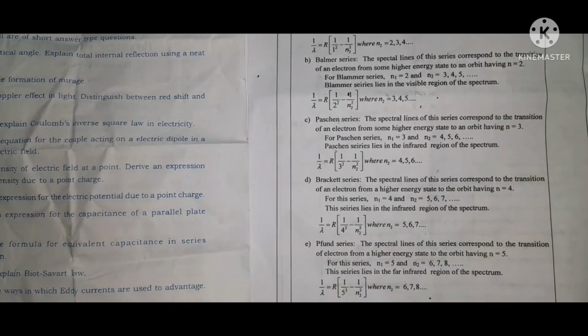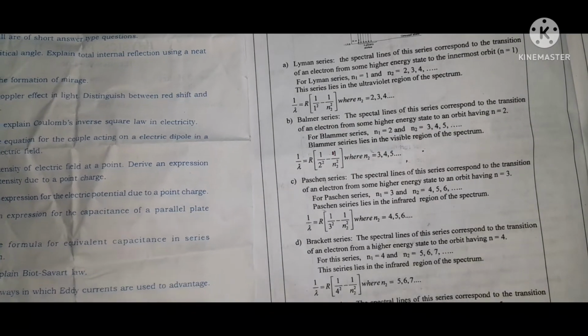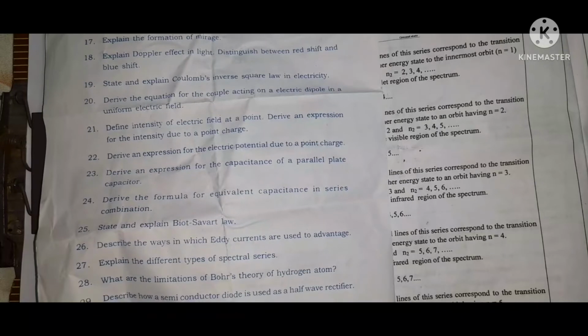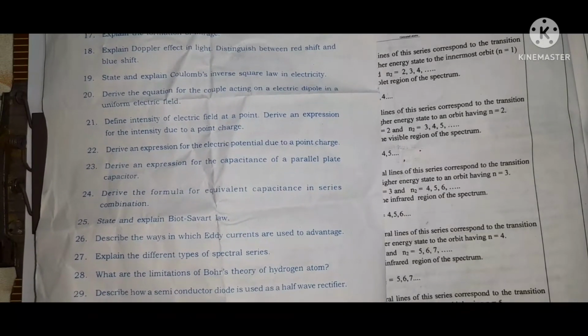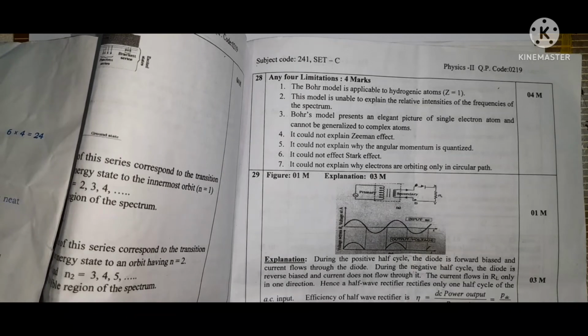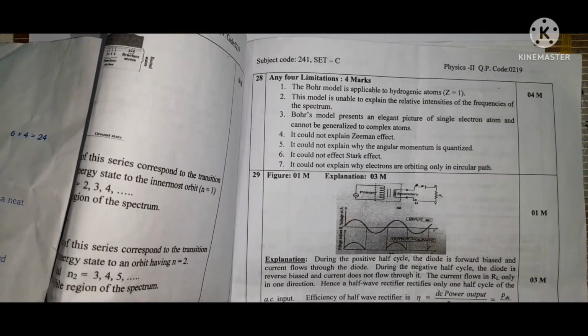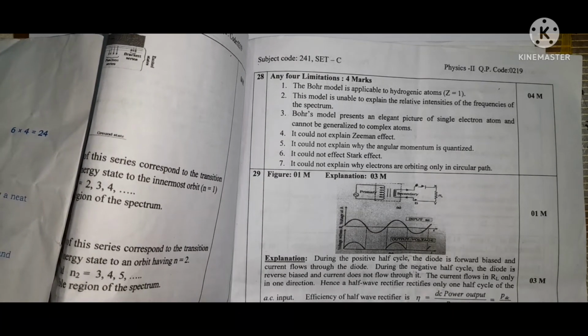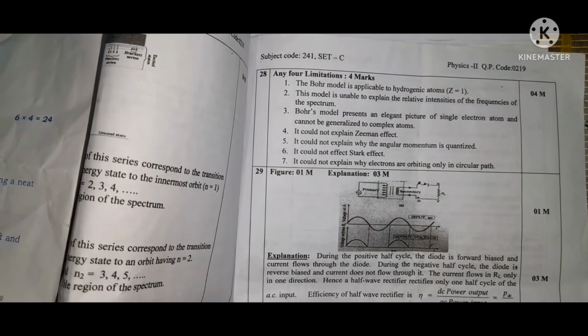Okay. Now next, question number 28. What are the limitations of Bohr's theory of hydrogen atom? For these 4 points you have to write, 4 marks. Here 7 points are given. You can write 4 points, 4 limitations enough.